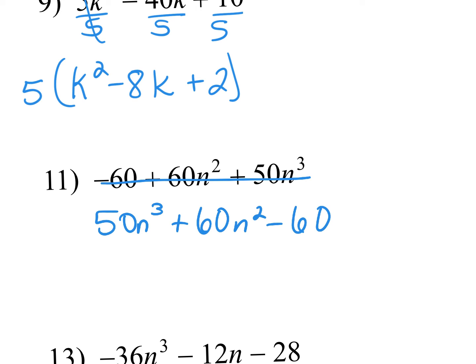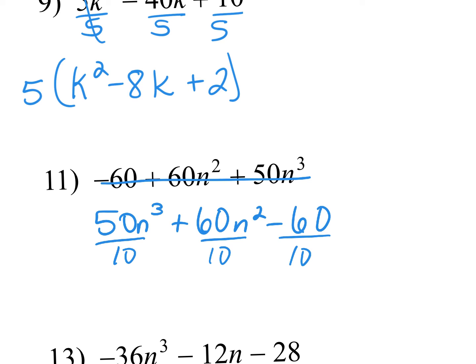You guys might want to just get in the habit of doing that so you don't forget later on. Just get in the habit of, let me just rewrite it in standard form. Now I don't have to worry about taking a negative out or anything like that. But what can I divide out from 50, 60, and 60? 10. I'm going to take out a 10. I'm going to put that out in front.